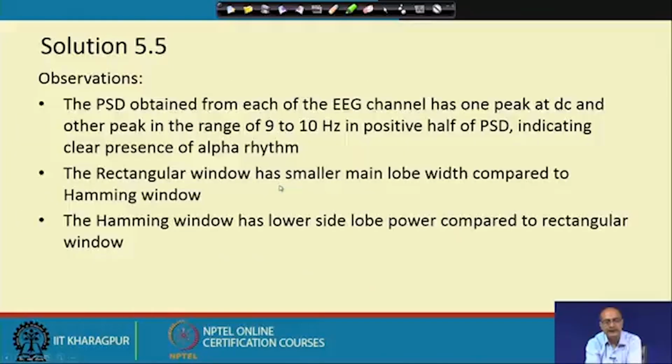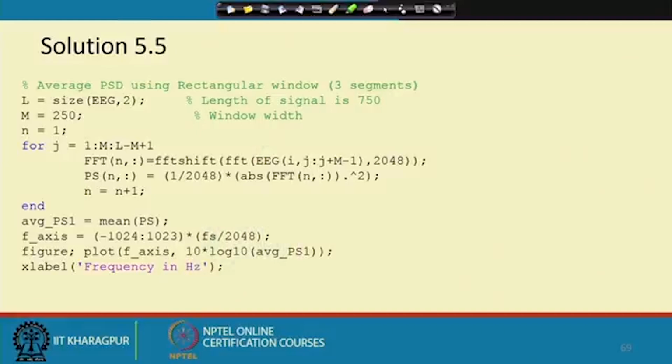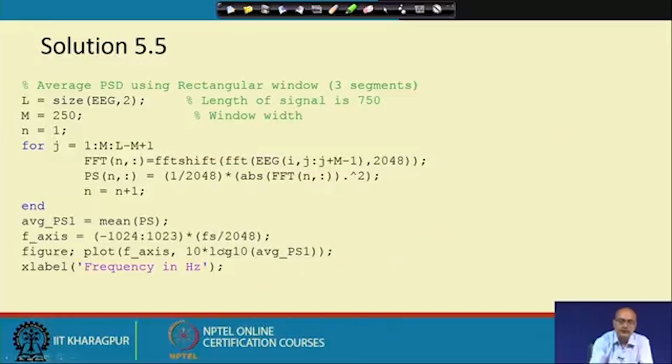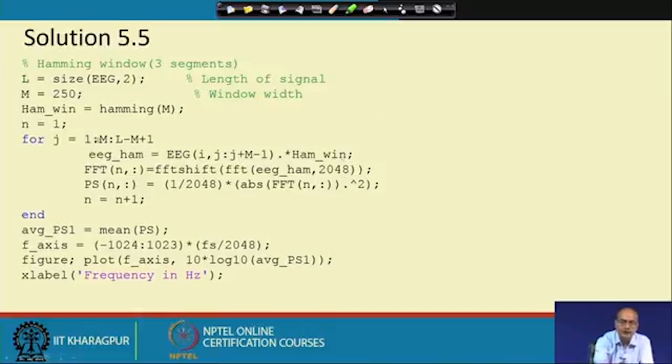Okay. Here is the difference: for the rectangular window, we are directly taking the part of the signal and computing the PSD. Compared to that, when we go for the Hamming window, we compute the Hamming window and multiply the signal with the Hamming window, for that many samples, and then the rest of the thing would be the same.